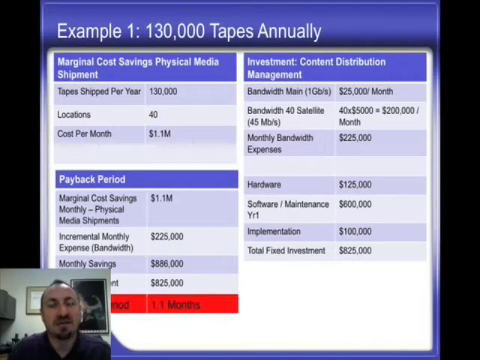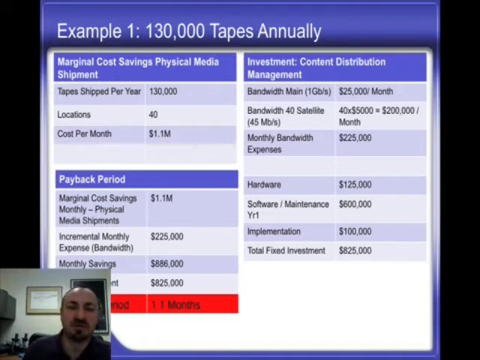So let's look at the ROI for a few real examples here. 130,000 tapes annually. The two customers that we can point to that have that volume have about 40 locations each. And their cost per month to ship tapes is about $1.1 million. That's the marginal cost: the stock tape, the blank tapes, the dubbing, the packaging, the shipping, the ingest cost. $1.1 million.